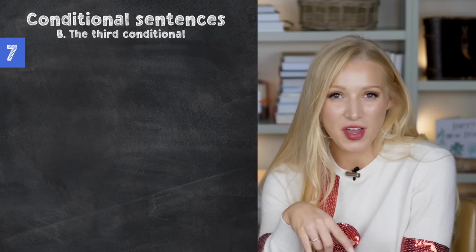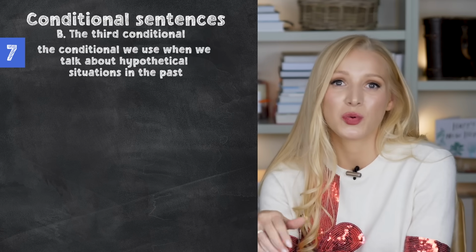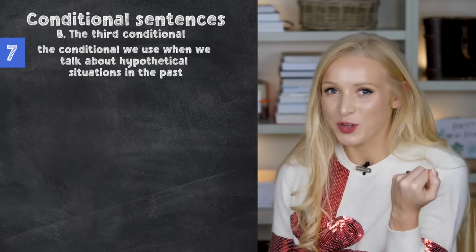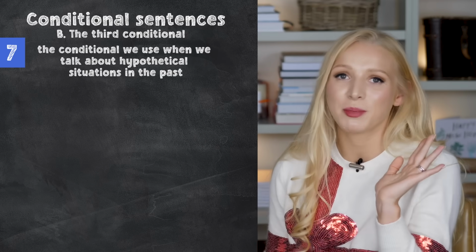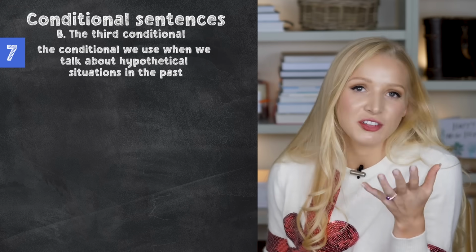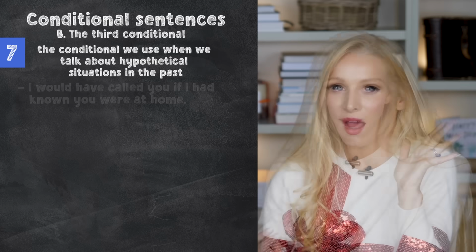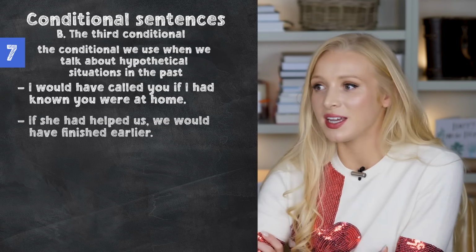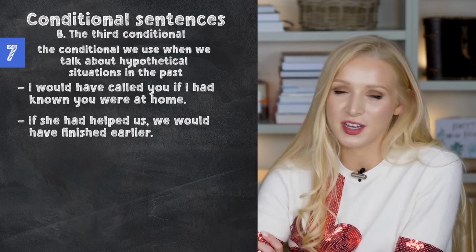Next up, we have the third conditional, and this is the conditional that we use to talk about hypothetical situations in the past. We often use this structure to imagine changing the past or imagining things happening differently. I would have called you if I had known you were at home. Or if she had helped us, we would have finished earlier.